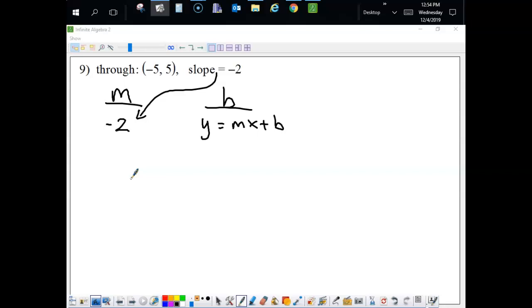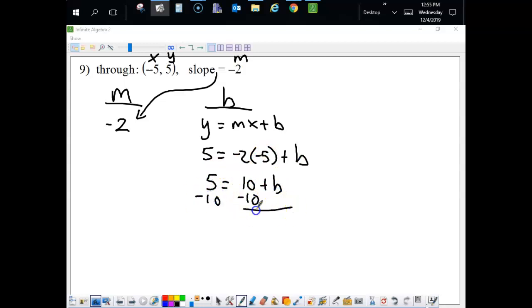Okay? So, we already know this is m. What's my y value? What's my x value? There we go. So I'm going to plug those numbers in for x and y, and that number in for m, and we'll be ready to go. -2 times -5 is a +10. Subtraction gives me -5. So now I've got my m, I've got my b, I'm ready to write the equation.